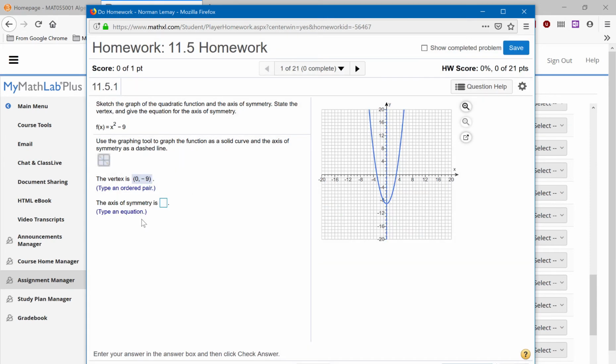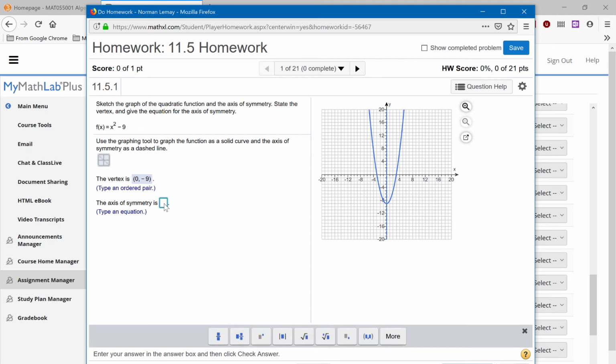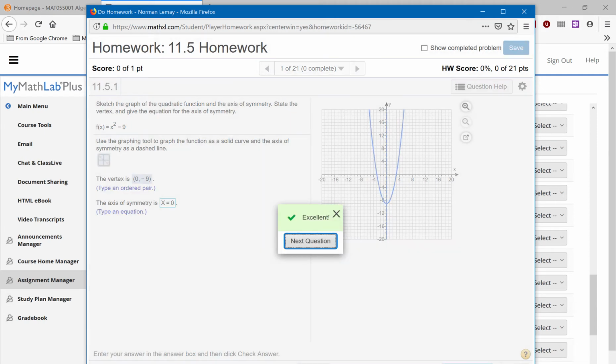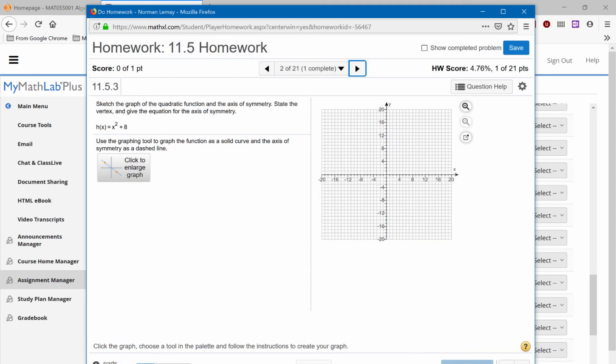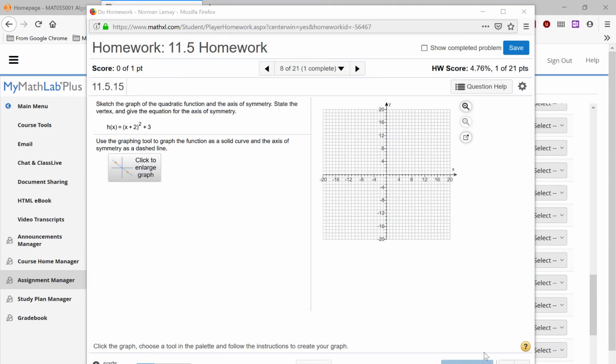And then our axis of symmetry, notice it says type an equation, x equals 0. Check our answer. Boom, there we are. So this is how we're going to graph parabolas. All right, so notice for our next example here, we have this thing here going on.